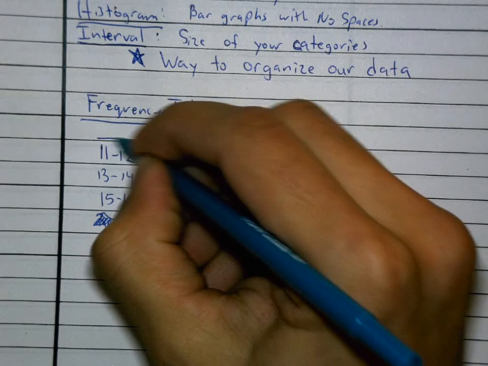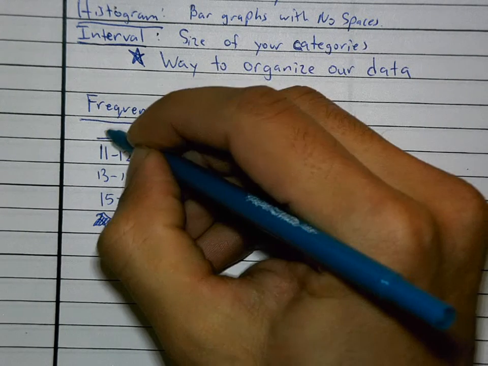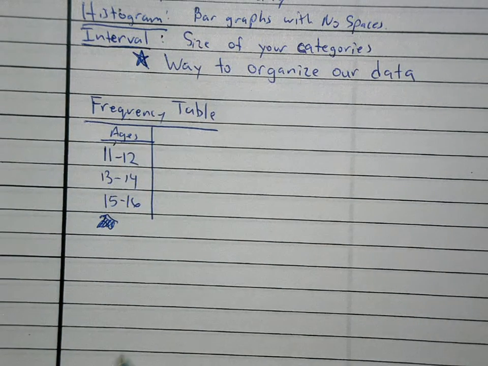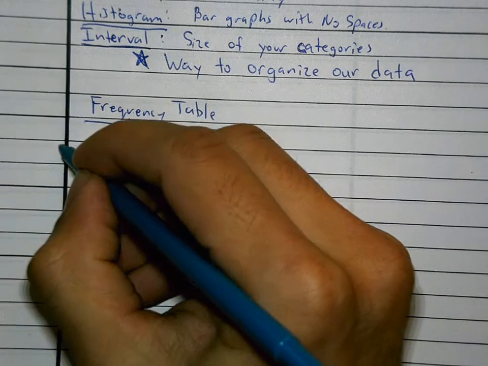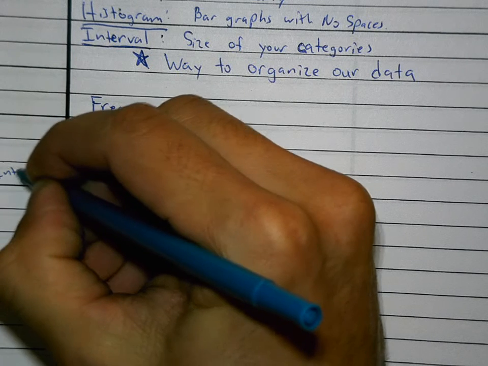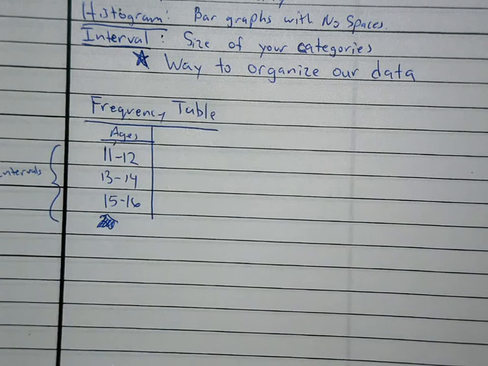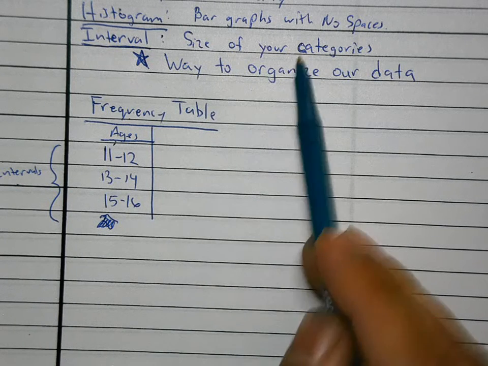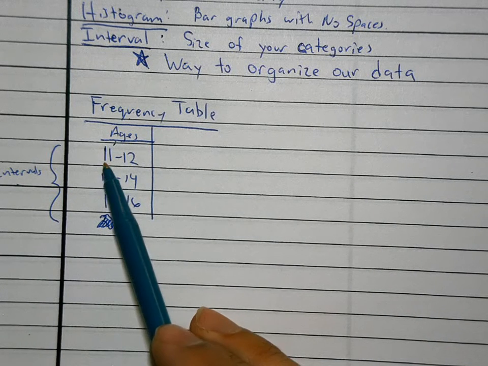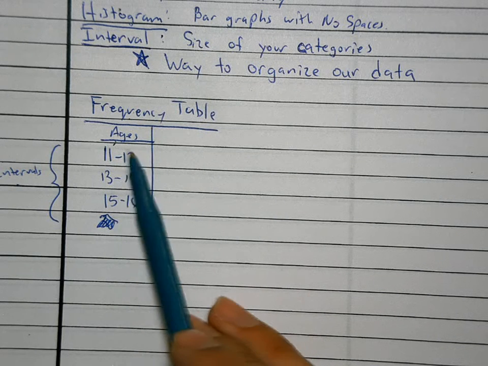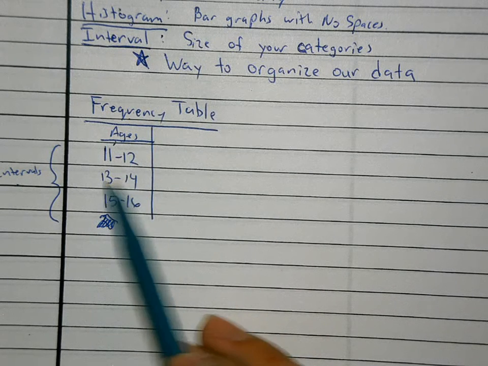Okay, here we go. A frequency table, ages. This is a how many table. These, and I'm going to put a little arrow over here, are our intervals. These are our intervals. An interval is the size of our categories. I didn't just include the 11-year-olds. I said the 11 and 12-year-olds. There's 2 in this interval. There's 2 in this interval.